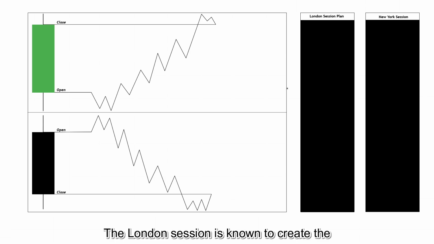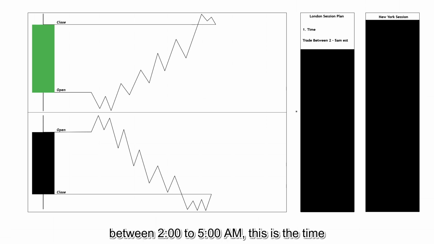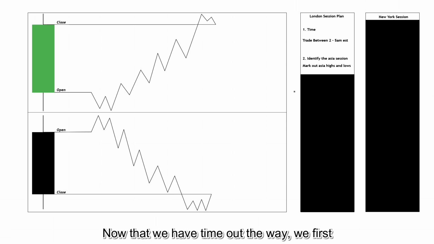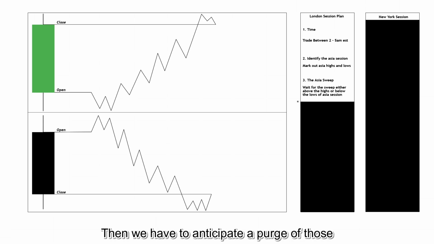The London session is known to create the low and or high of day more often than not. During the time frame between 2 to 5 a.m., this is the time that we're going to be trading. Now that we have time out the way, we first have to identify the Asia session highs and Asia session lows and then mark them out. Then we have to anticipate a purge of those Asia session highs or Asia session lows.